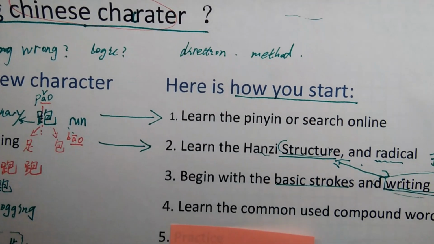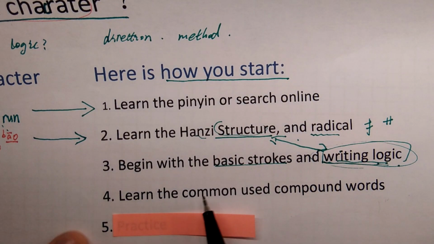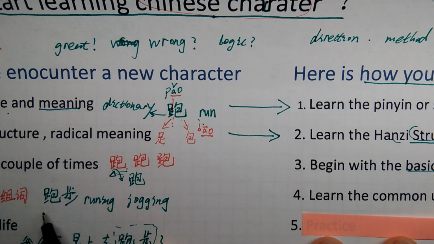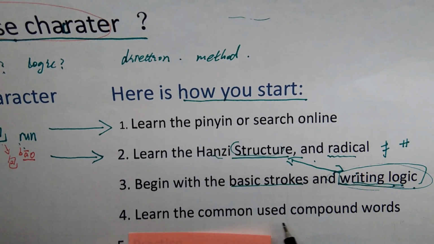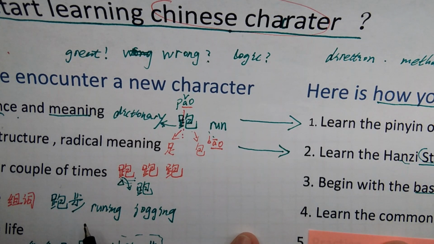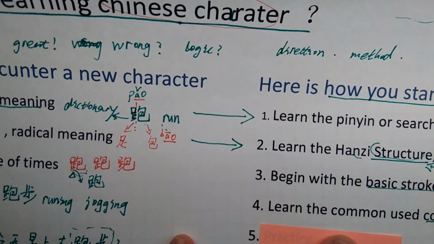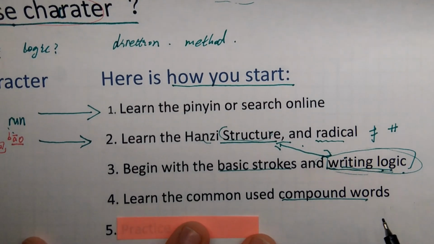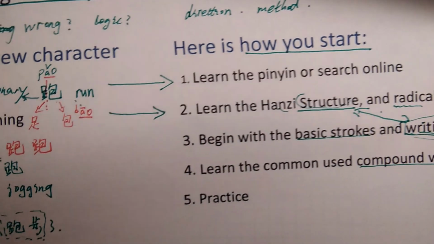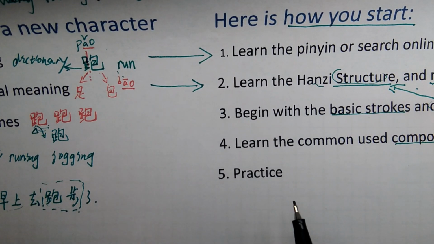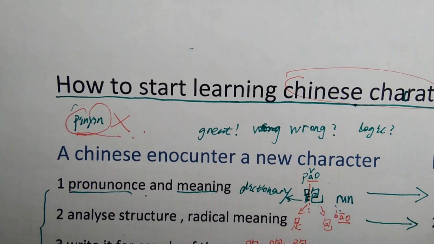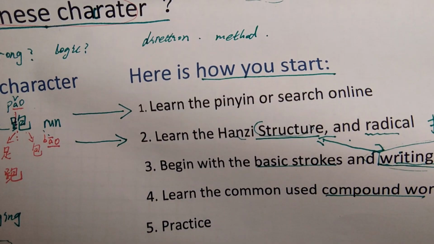The next step, you should learn the commonly used compound words. Like here with 跑, the most common word in Chinese is 跑步, 跑步. So you should learn some common words like this, and then you will understand this better, and you can use this in a more native way. Okay, and of course there's nothing fancy, right? You should try to practice it yourself. Try to use it in a sentence and try to speak it as much as you can, so that of course you can learn Chinese characters very well.